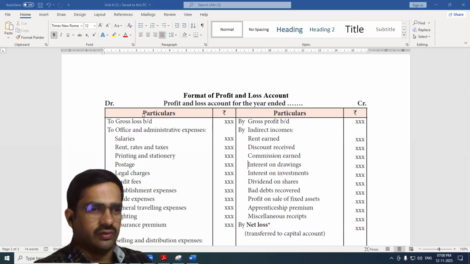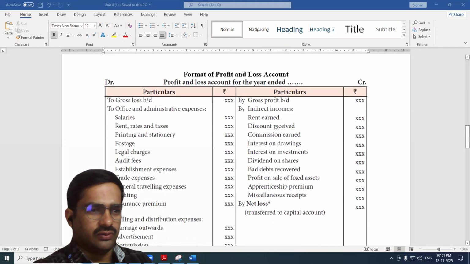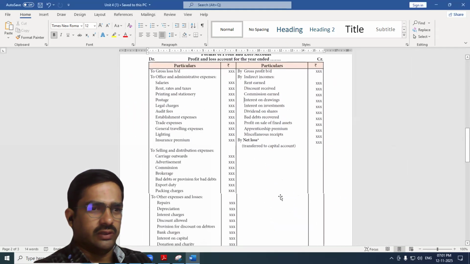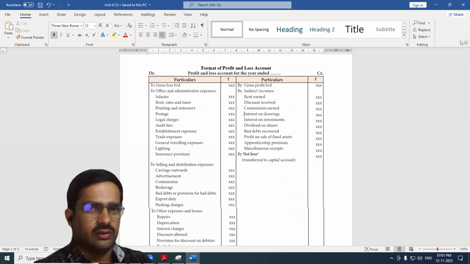The expenditure, that is why we are recording here. And if it is a gross profit, it's a profit, that is why we are recording on the credit side in the P&L account, in the financial year.